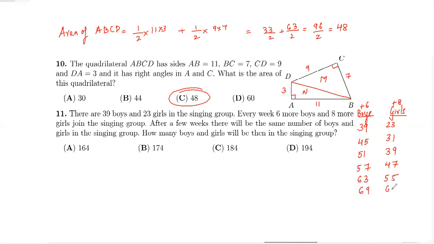63 plus 6 is 69. This is 63. This one is 75. This one is 71. This one is 81. This one is 79. This is 87. And this is 87. So they meet here. So how many boys and girls will be there in the singing group? It will be 87 plus 87, 714, one carry. So 174 people, or 174 boys and girls, will be there in the singing group.